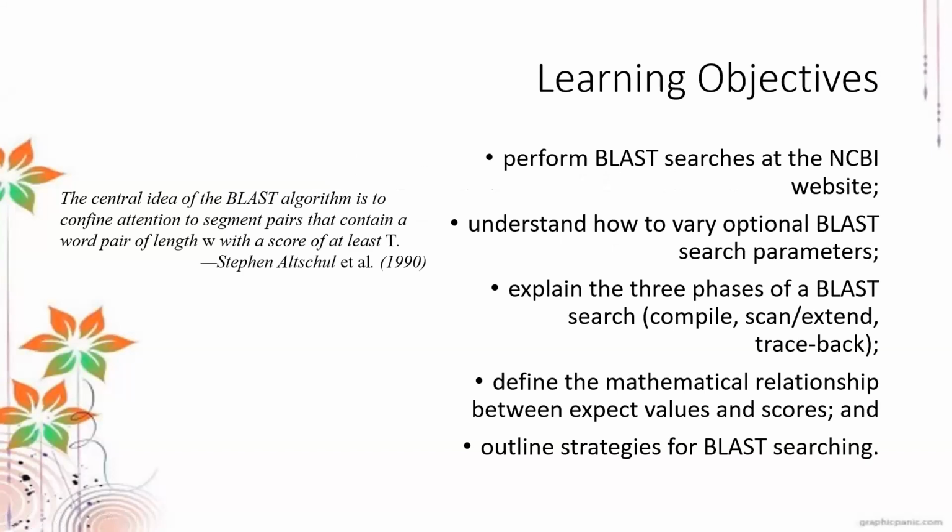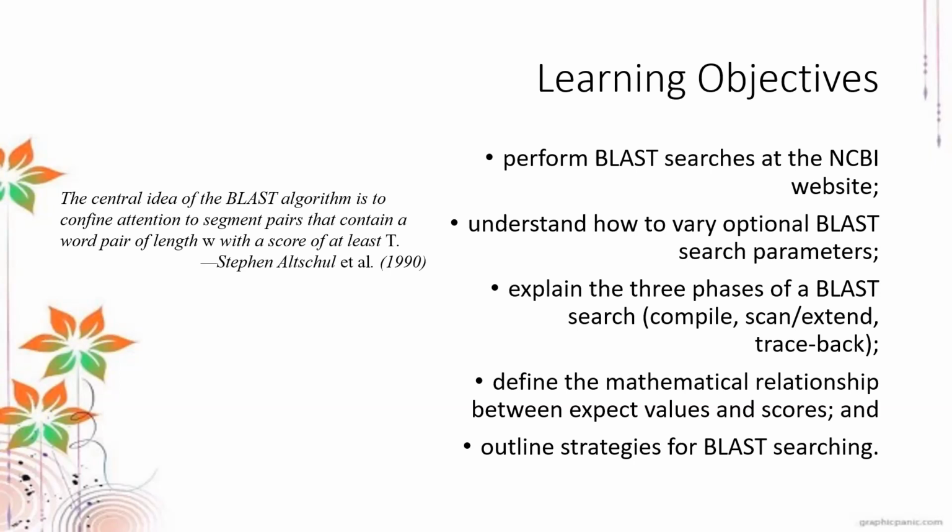Stephen Altschul, in 1990, stated that the central idea of the BLAST algorithm is to confine attention to segment pairs that contain a word pair of length W with a score of at least T. So basically, it's a tool used for sequence alignment. So you have here segment pairs of a certain length. So it's a local alignment tool. You have limited word pair lengths and they assign a score threshold of T. But it takes much more than that, and in this lecture, we will be discussing more about what BLAST is.